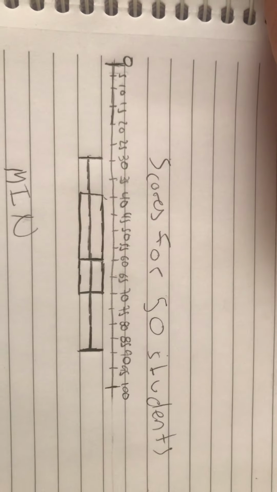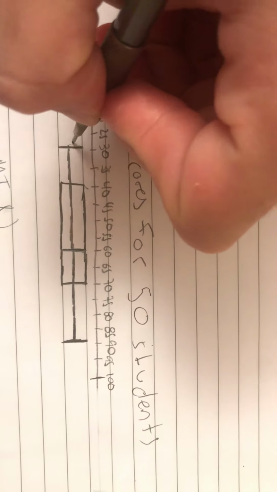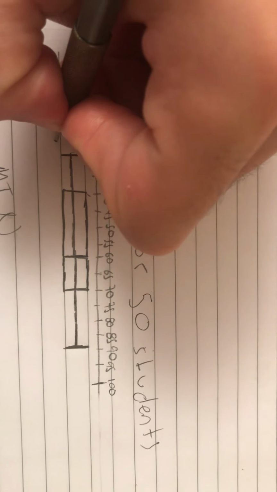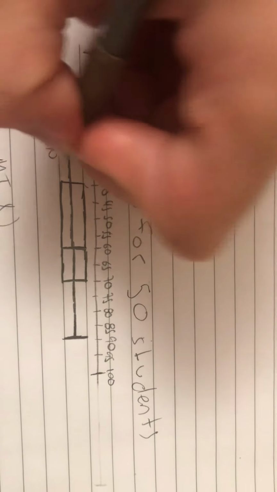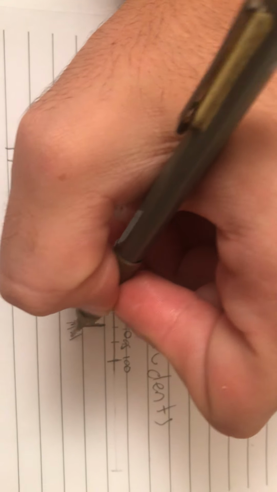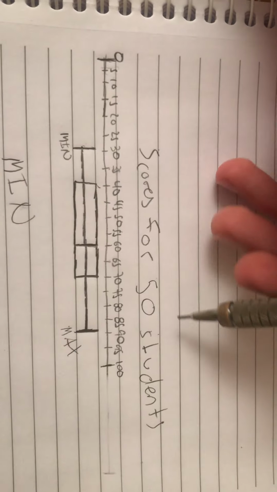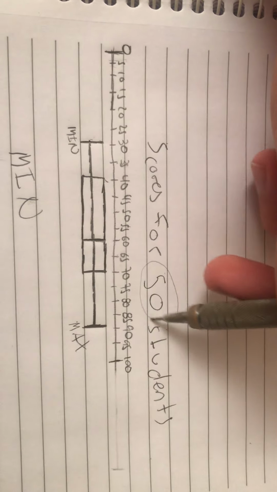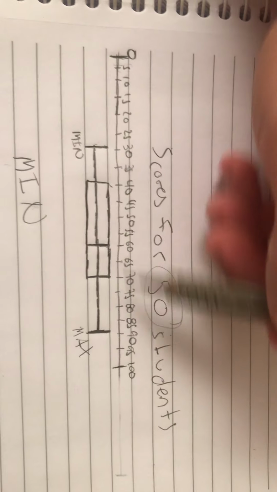So what we want to see over here in the box and whiskers diagram, the first line indicates the minimum value. So this would be the min. The last line over here indicates the maximum value. So we know that all the values for the scores of all our 50 students will be in this range.